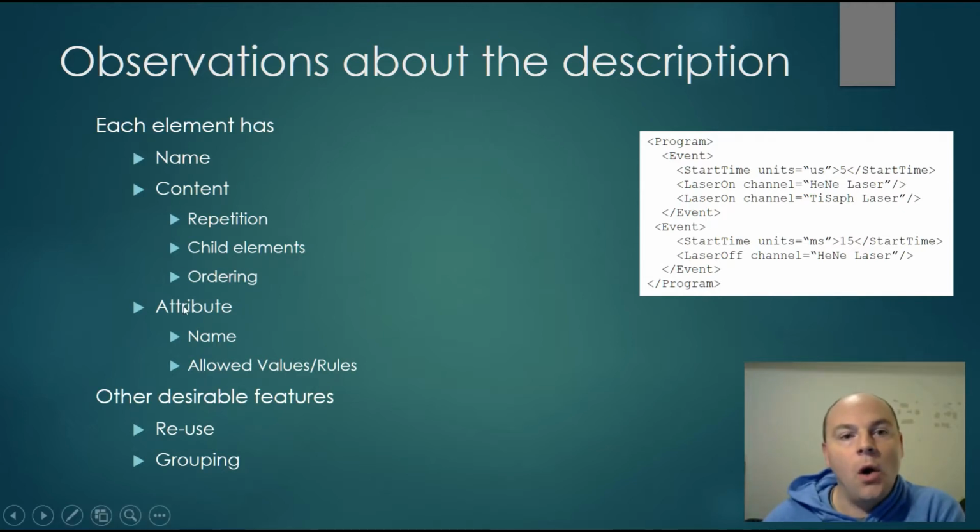Similarly, we are always talking about elements having 0 or more attributes, right? Program had no attributes, an event had no attributes, but start time did. So the name of those attributes, the allowable values, and any sort of rules. And lastly, we wouldn't be much of a good grammar if we didn't have some ability to reuse things or group things.